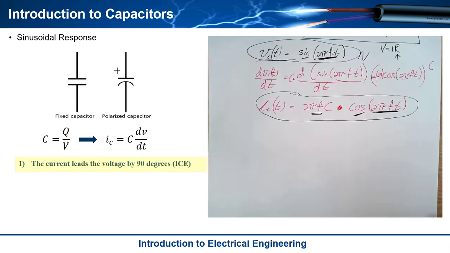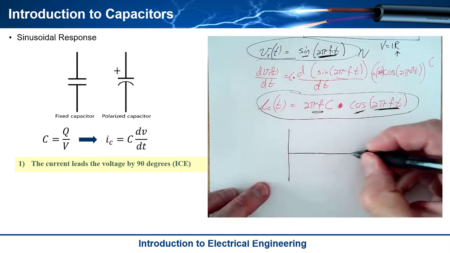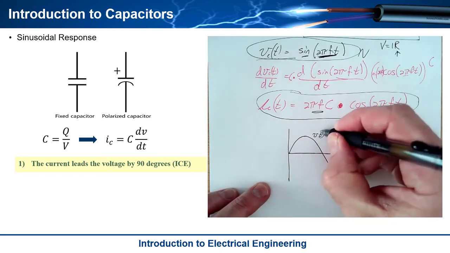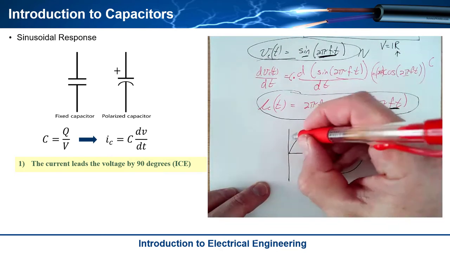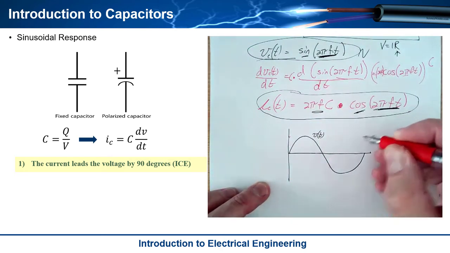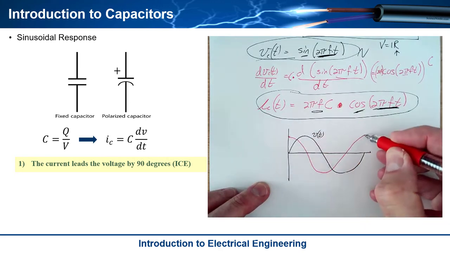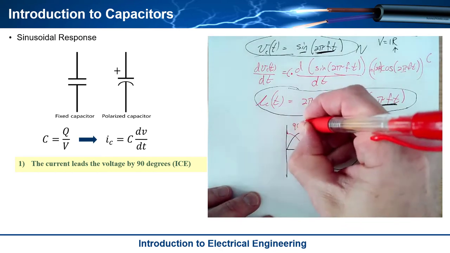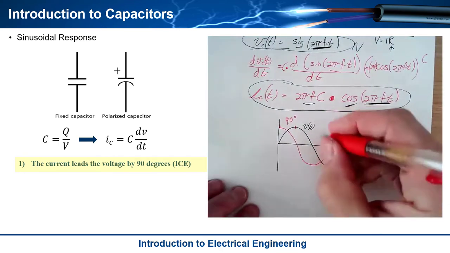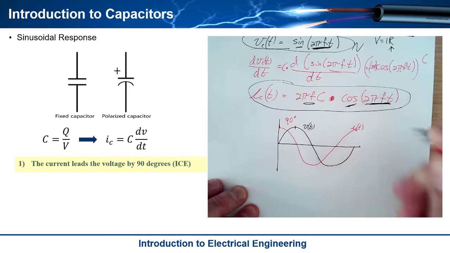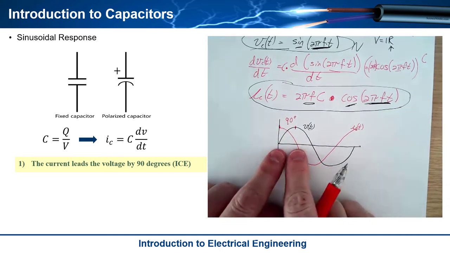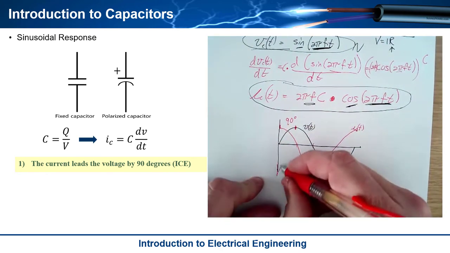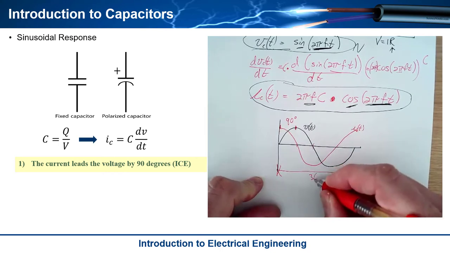What's interesting is that if I plot the voltage V of t across the capacitor, the current would look like a cosine. So it'd look like that, and we say there's a phase shift between these, and the phase shift is 90 degrees. The crest to the crest is 90, and the crossing to the crossing is 90 degrees over one cycle. Remember, this is 360 degrees.